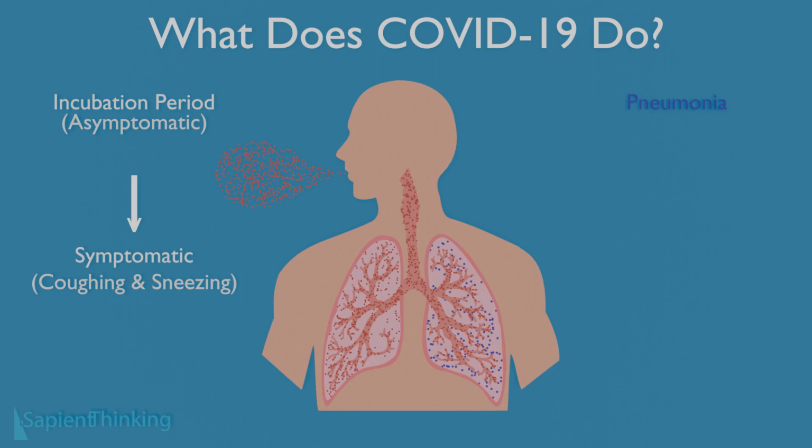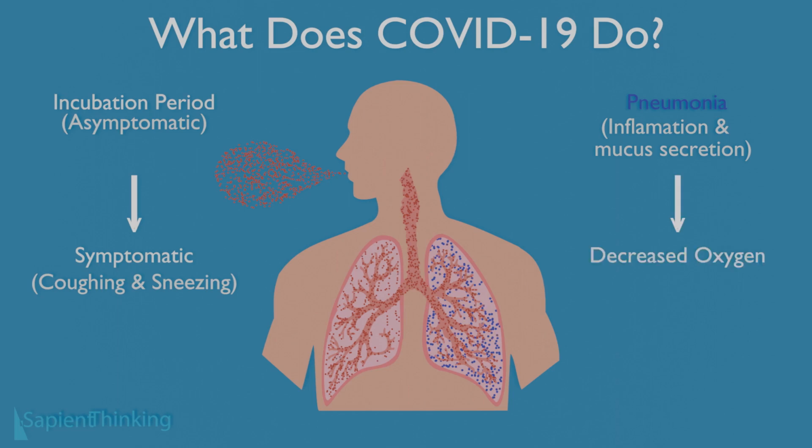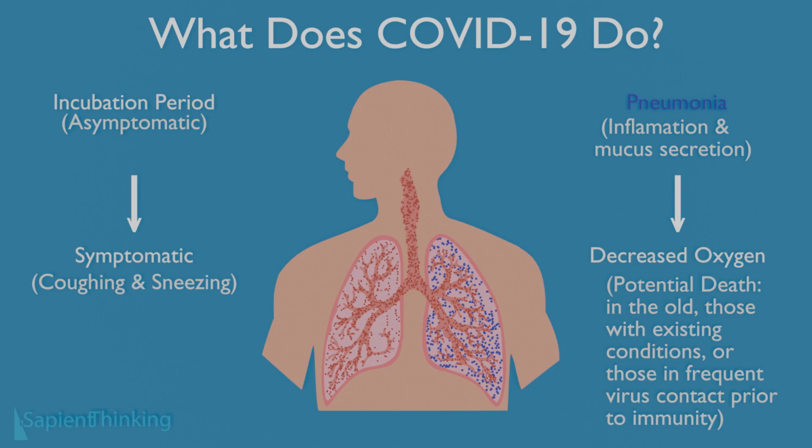As more cells become virally affected deep in the lungs, some people can go on to develop pneumonia. Pneumonia is characterized by inflammation and increased mucus secretion in the cells deep in the lungs and can cause problems and complications as it leads to difficulty breathing, lower oxygen concentrations in the blood, and potential death in some people.